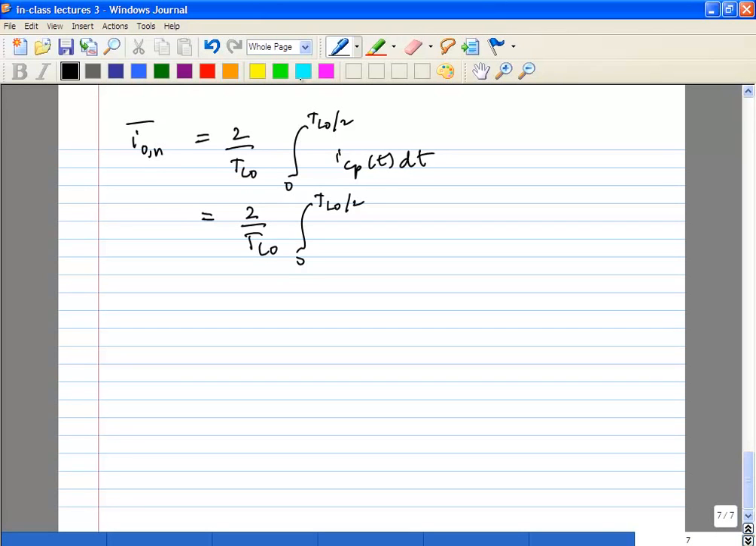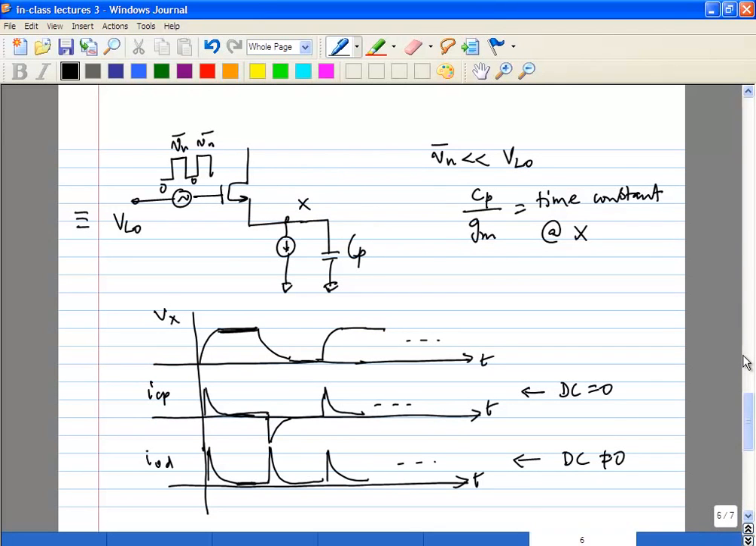What is ICP of t? You can write it as C dV by dt for the capacitor. Yes, so this is TLO.